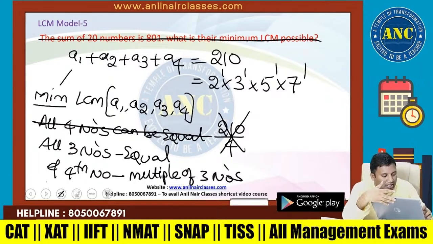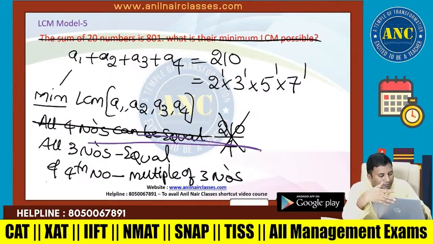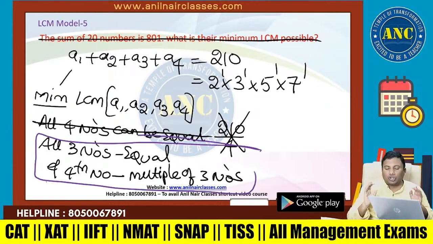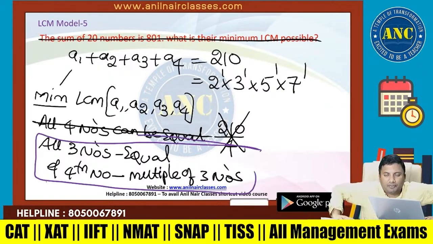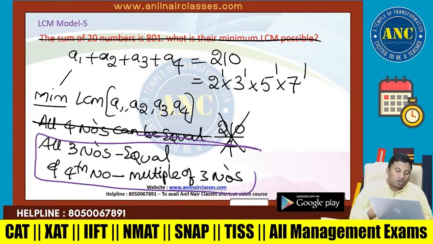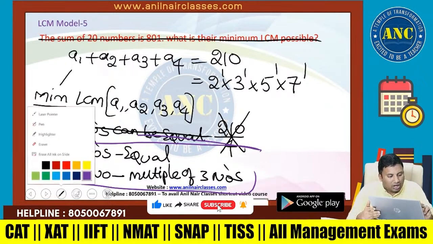This is the logic to get the minimum LCM. The first thing is that all the numbers should be equal. That is exactly the case with A5. Most of you said 42, which is right if one more natural number is given. If four numbers are not equal, three numbers should be equal and the fourth number should be a multiple of all the three numbers. So we will use this logic.